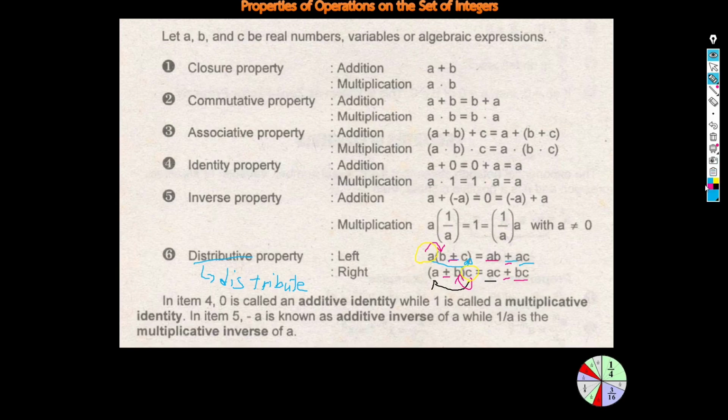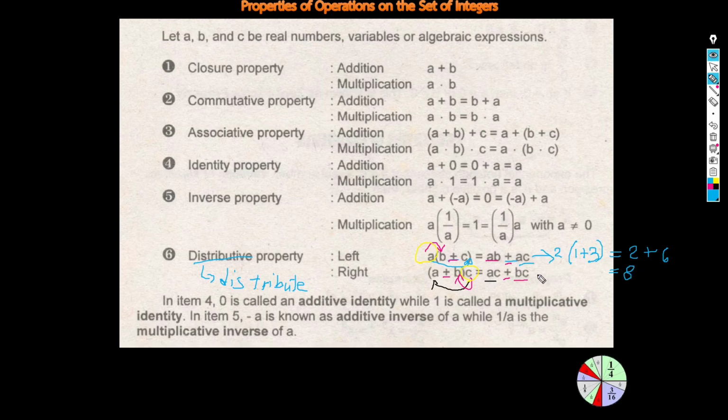Okay, I'll give you an example here. For example, this is 2 multiplied with 1 plus 3. It will give you 2 times 1 equals 2, plus 2 times 3, which will give you a 6, right? Therefore, it will give you an answer of 2 plus 6 equals 8.